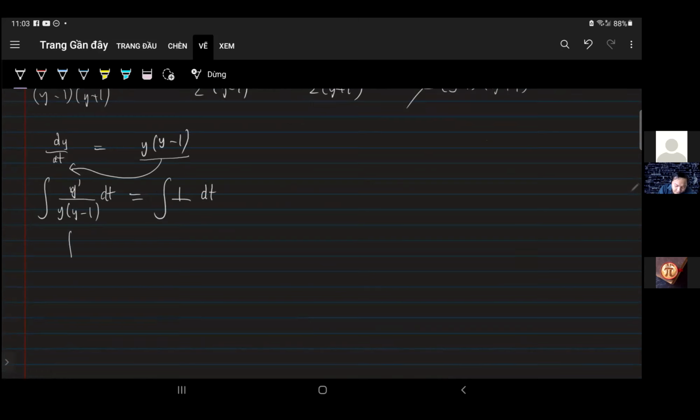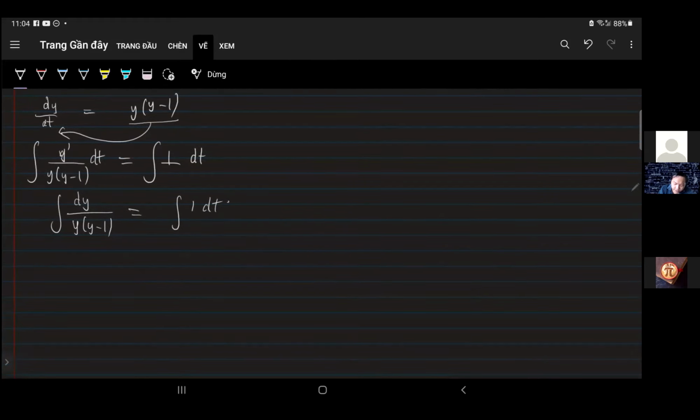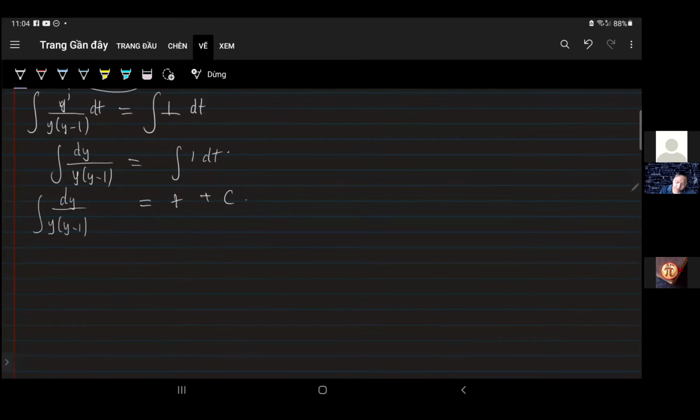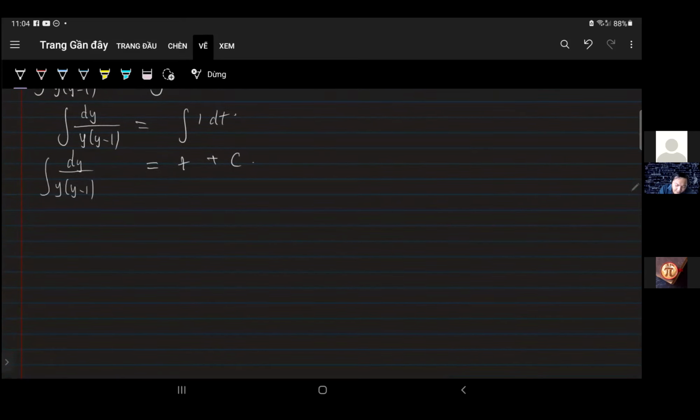Now you just use the integral substitution or interchange variable. You have dy divided by y times (y minus 1) equal to that 1 dt. You can easily compute the integral on the right-hand side because it's a constant, so it's t plus some constant. Now the problem is to compute the integral on the left-hand side. It's a little bit complicated. It's a fraction, and its denominator, as I said, is a quadratic polynomial, and we just factorize it.